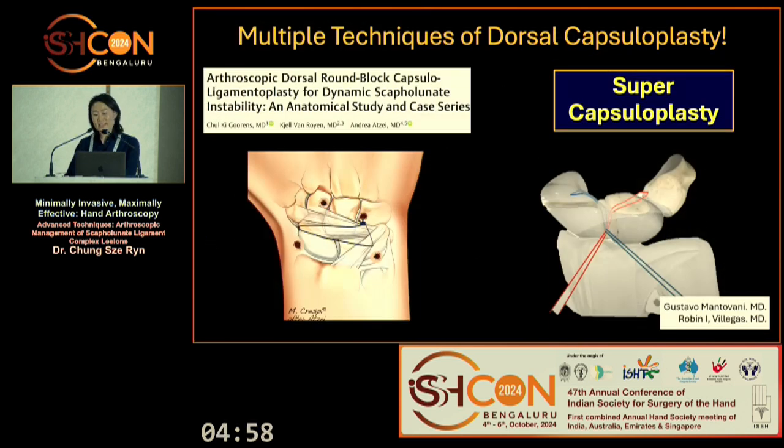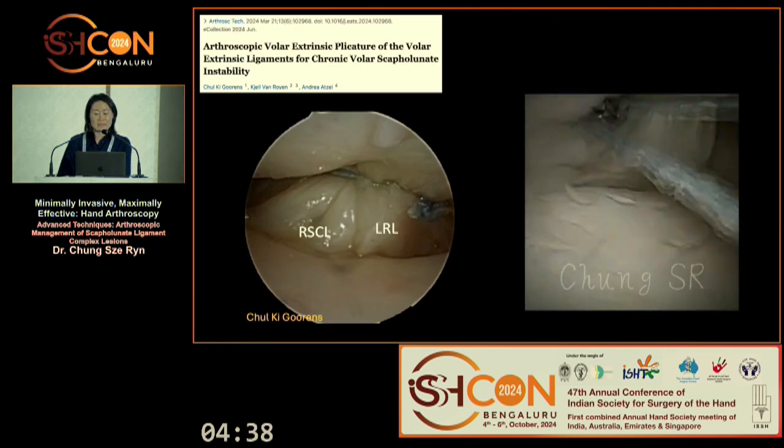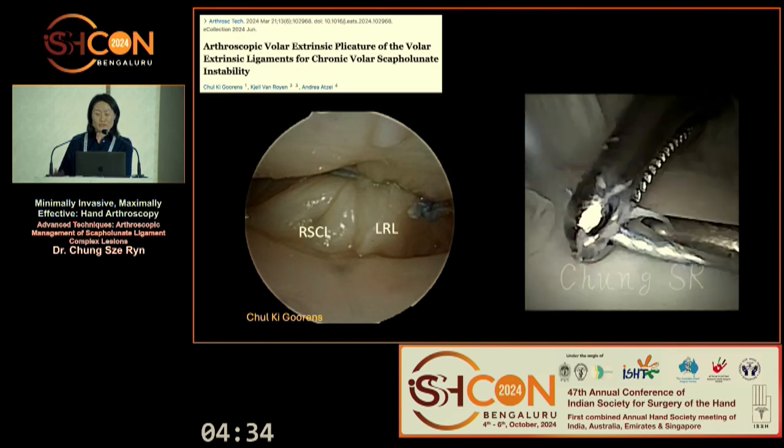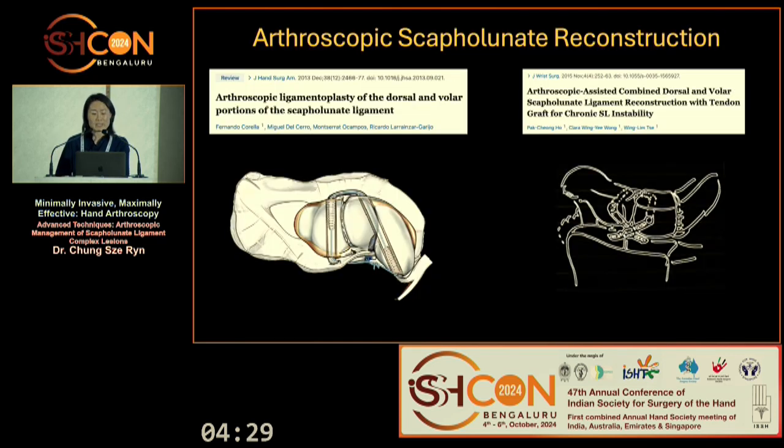There are multiple techniques of dorsal capsuloplasties, namely the Andre Eugene technique, called the round block technique. Essentially, the aim is to reinforce the dorsal scapholunate complex, as well as the supercapsuloplasty described by Gustavo. And all these just reinforce the dorsal scapholunate complex. Not forgetting the volar capsuloligamentous repair by Francisco Pinal, as well as Sanj Kakar, as well as the latest technique by Ardouin. This is one video that I just did 2 days ago, where I reinforced the RSC as well as the long radiolunate to reinforce the volar scapholunate complex.